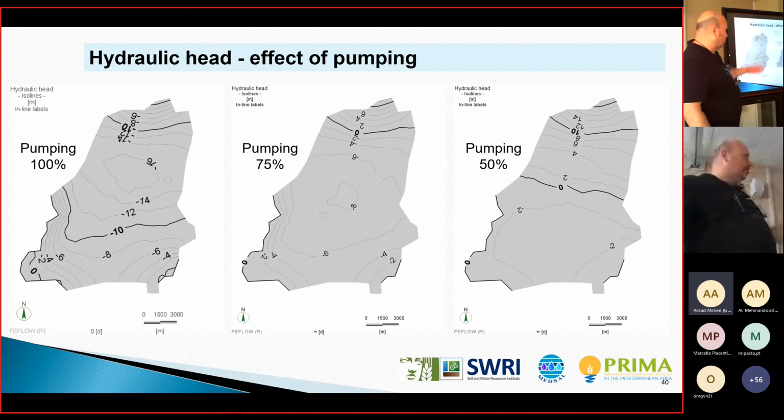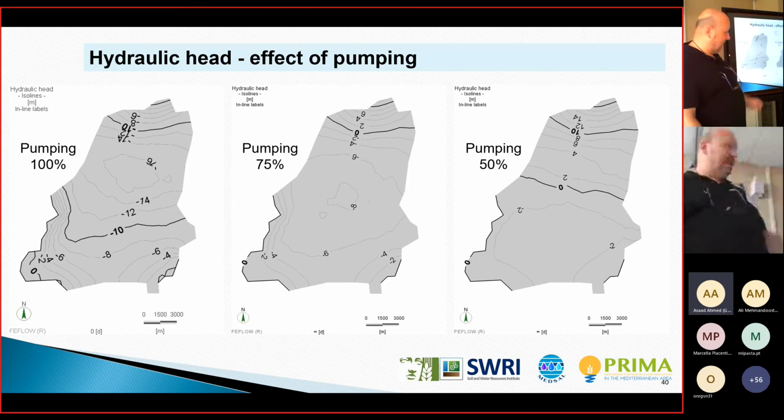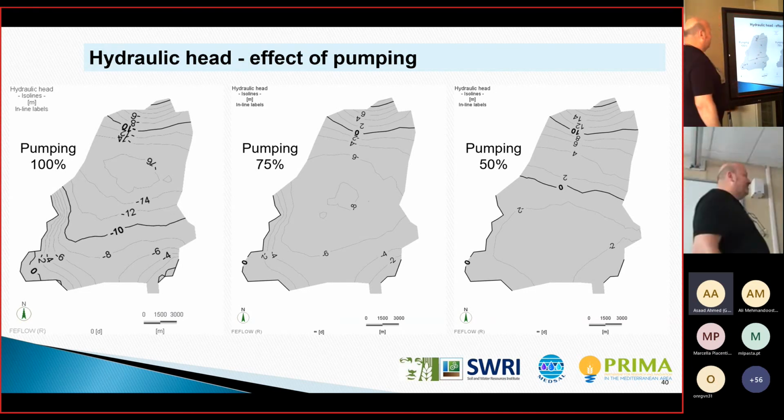And as we abstract less water from the aquifer, we have a higher hydraulic head in the last case. Of course, this is very difficult to manage, to convince people to decrease the pumping by 50%. That's quite difficult to achieve in this specific case study. But let's say that we will do this.